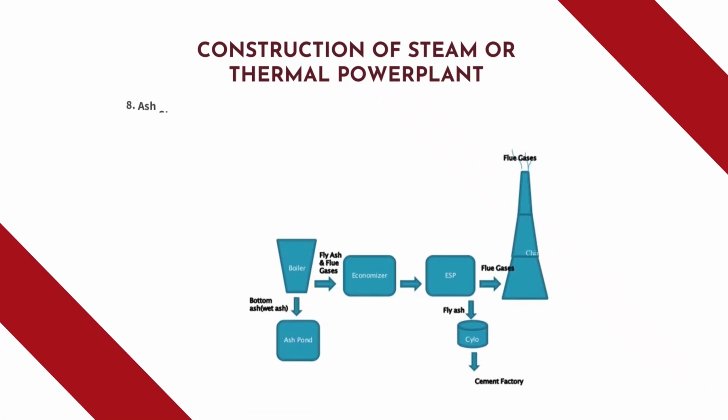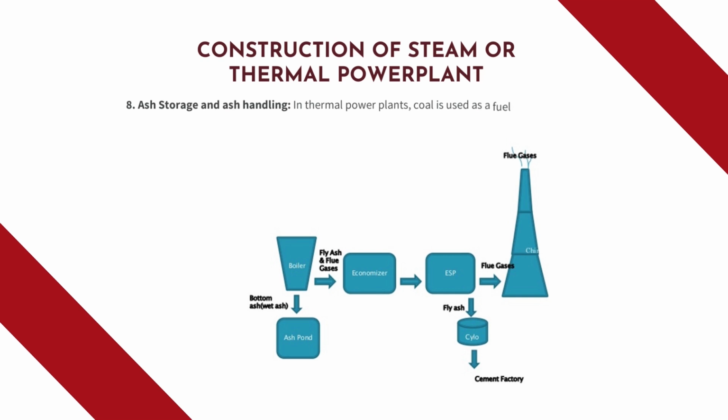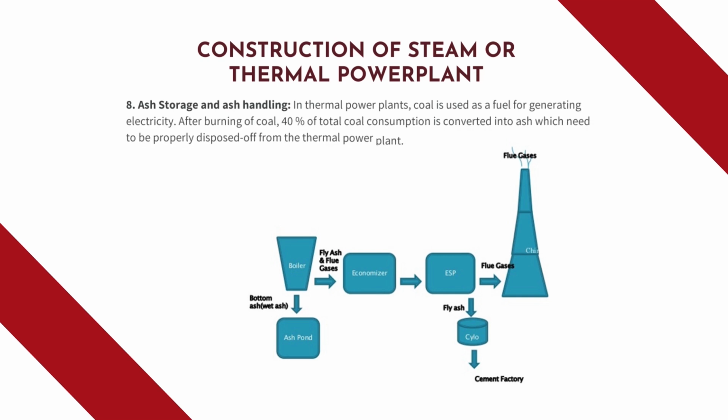Now, another very important component of the steam power plant is the ash storage and ash handling system. In a thermal power plant, coal is used as a fuel for generating electricity. After burning of coal, 40% of the total coal consumption is converted into ash, which needs to be properly disposed of from the thermal power plant. Ash handling systems are the fly ash handling system, bottom ash handling system, and ash slurry disposal system.